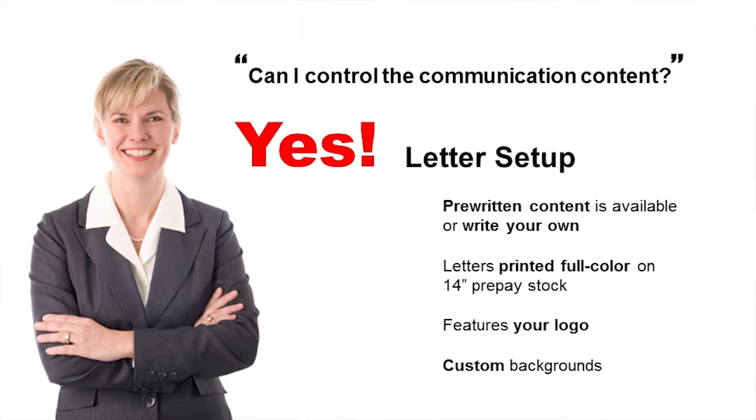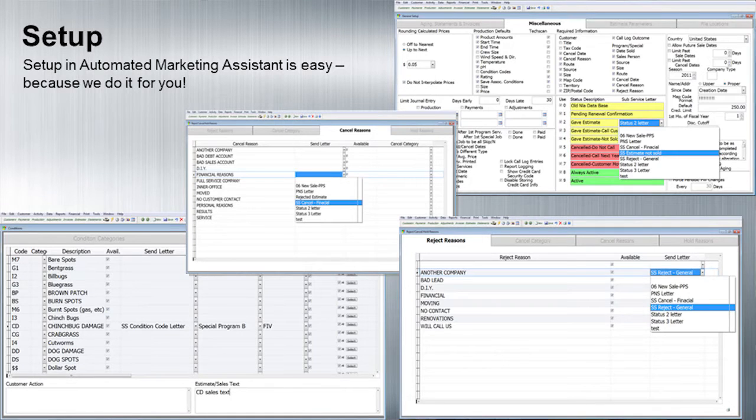Emails are sent quite a few times a day at 7 a.m., noon, 2, 4, 6, 8, and 10 p.m., 7 days a week. Letters are sent once a day at 10 a.m., 5 days a week. It is a set and forget program.